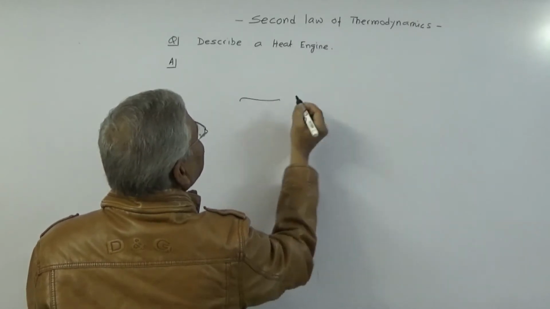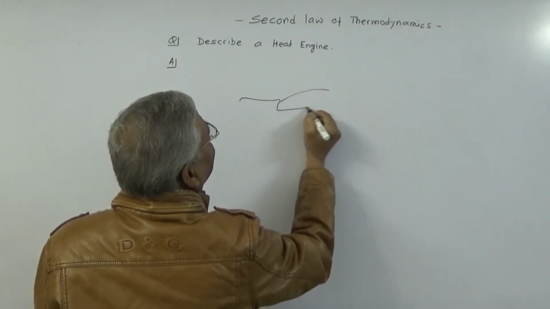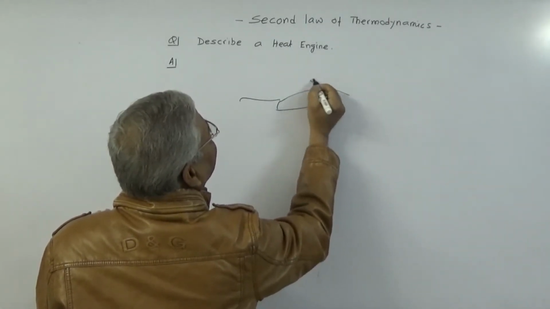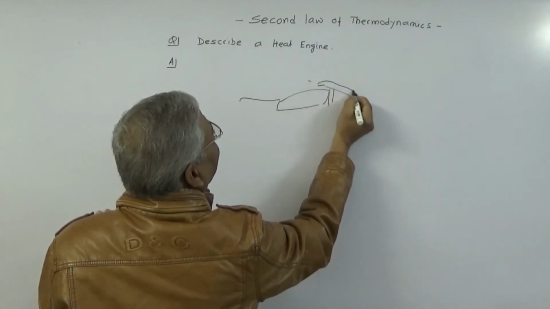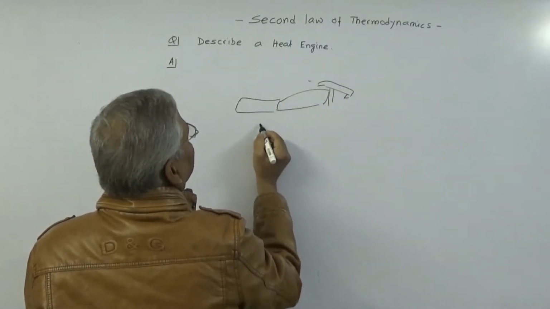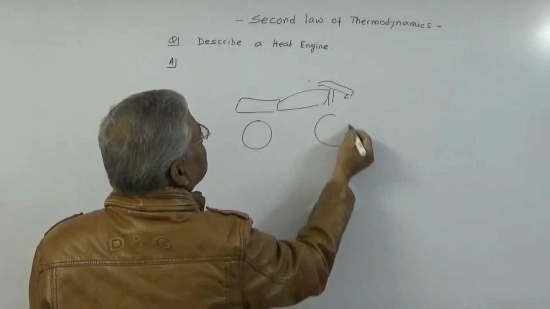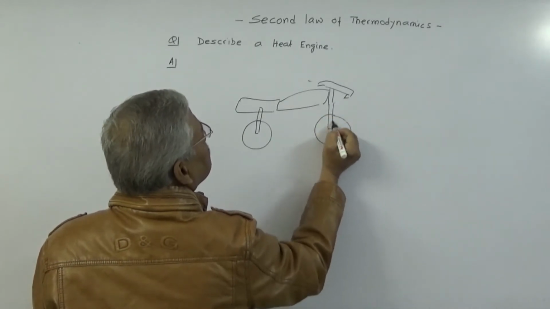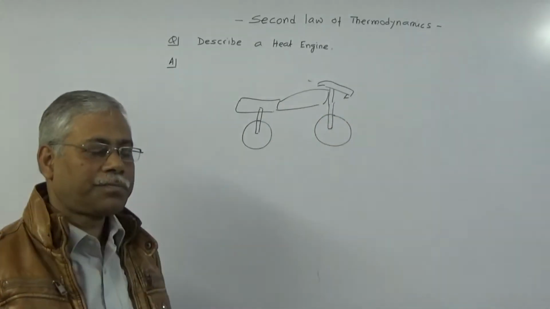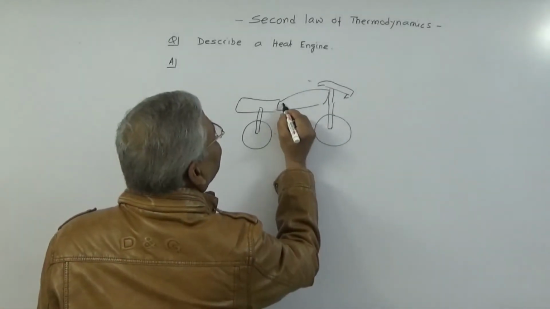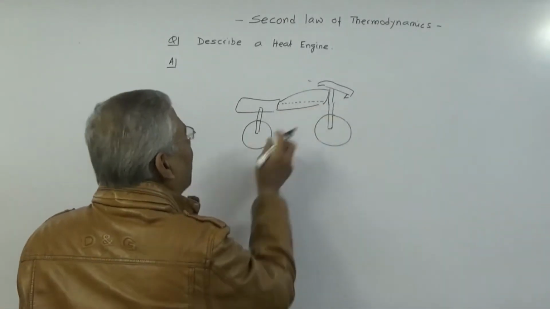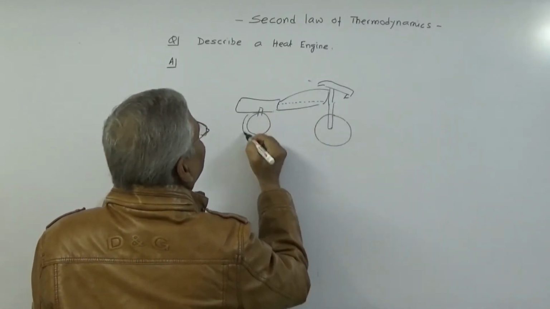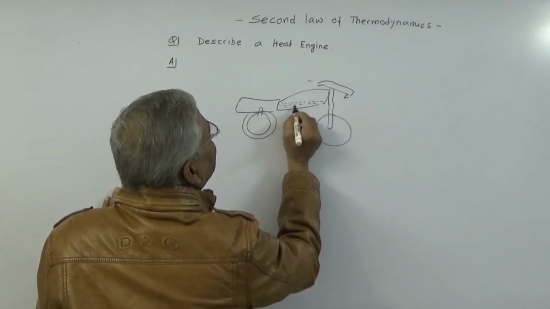Let us consider a simple engine, and I am considering a motorcycle engine. These are two wheels. In this you have petrol or diesel.